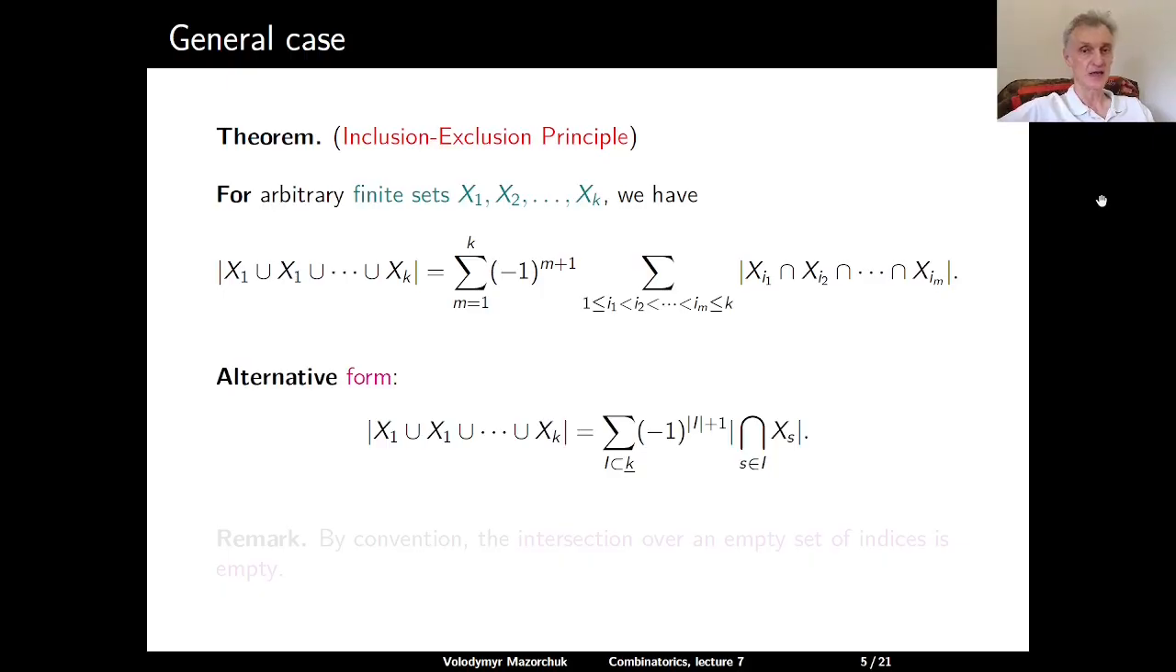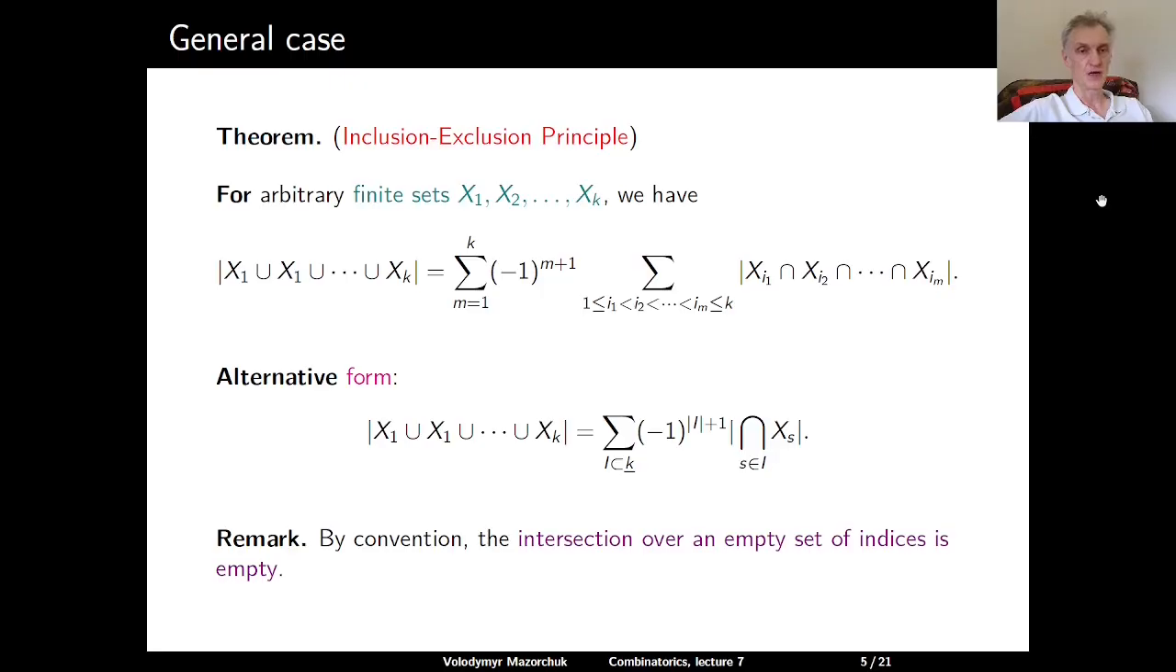Alternatively, we can write the same formula in the following form. The cardinality of the union of x1, x2, and so on, xk, equals the sum over all subsets I in [k]. Then we have the scalar sign (-1) to the power the cardinality of I plus 1, and then the cardinality of the intersection of all x sub s, where s runs through I.